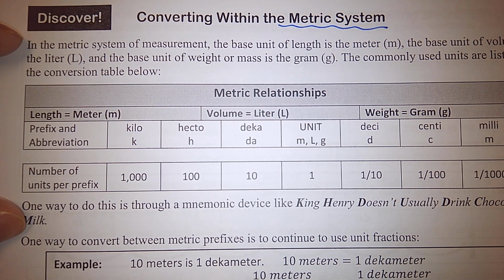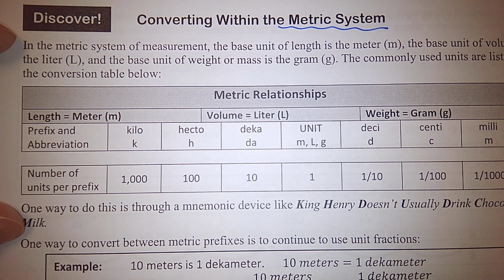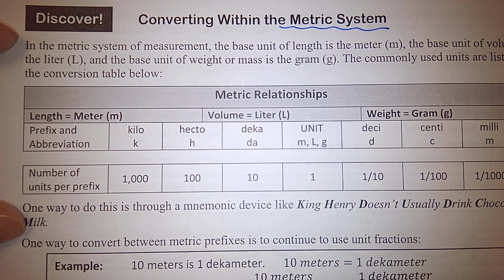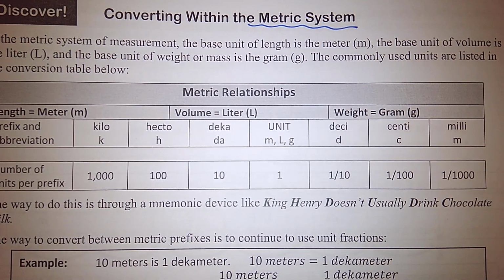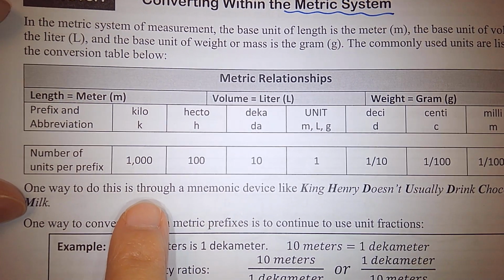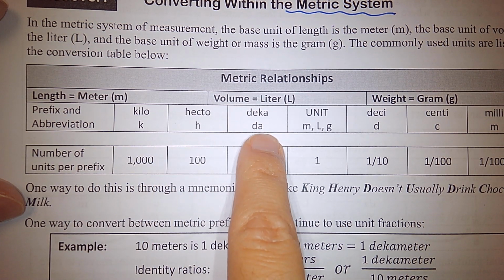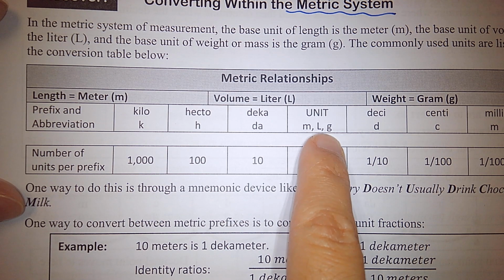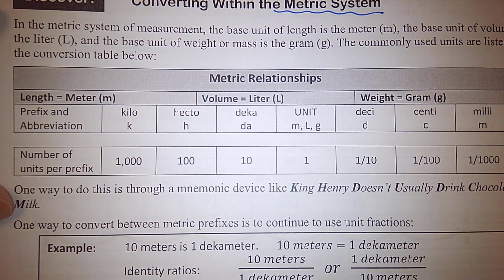Andrew: In the metric system of measurement, the base unit of length is meter, the base unit of volume is liter, and the base unit of weight or mass is a gram. Commonly used units are listed in the conversion table below. Kilo is K, hecto is H, deca is da, unit is M, L, and G, deci is D, centi is C, and milli is M.